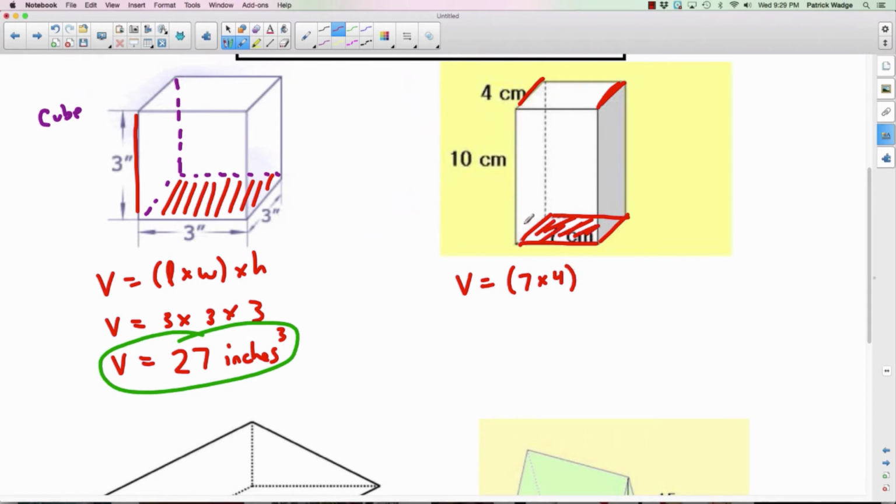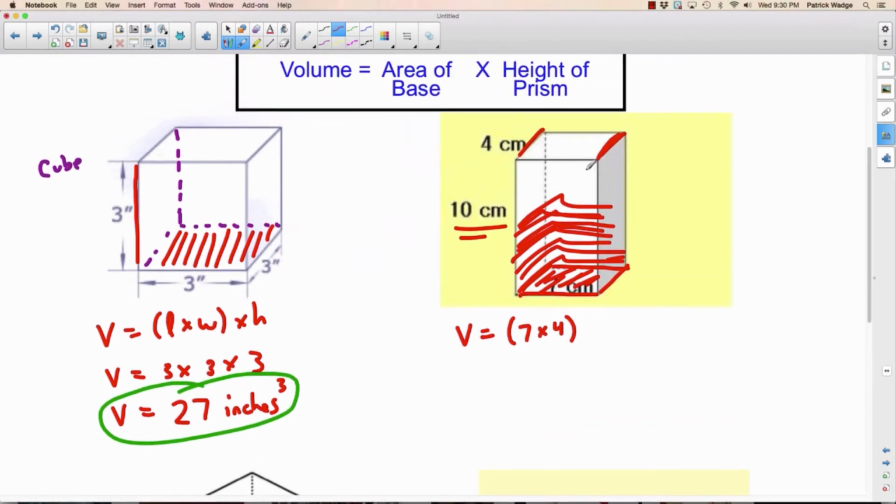Then it's kind of like how many of those rectangles would fit here. You'd have another one, another one, another one. So you need to multiply by the height of this thing, because it'll tell you how many slices you can do. Well, the height is right here, 10. So we've got the area of the base, always using this master formula, and then I'm going to multiply it by the height, which is 10.